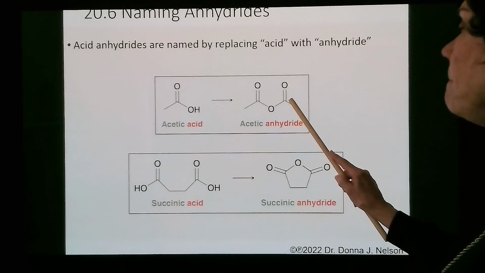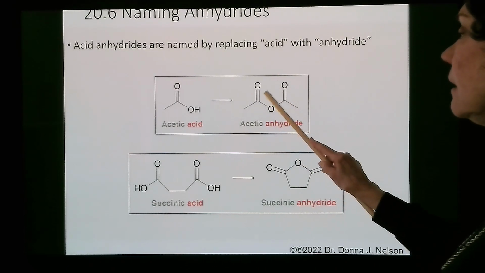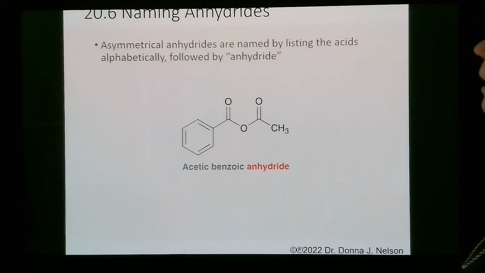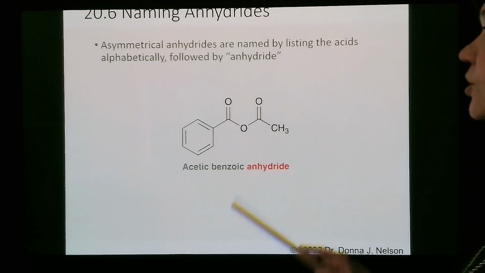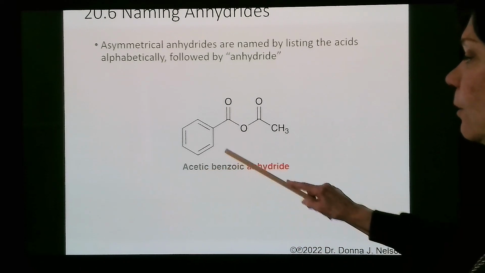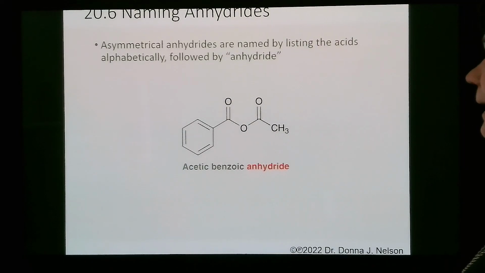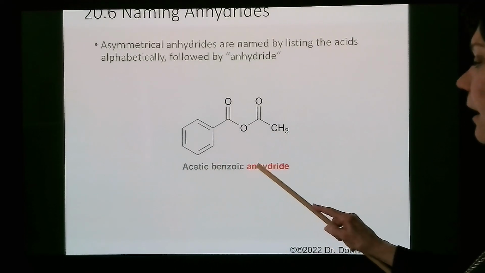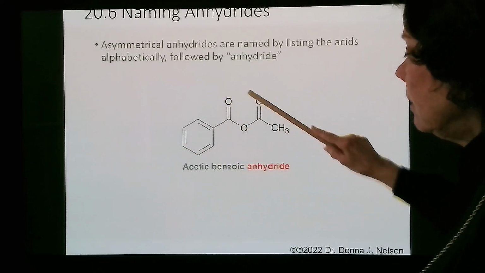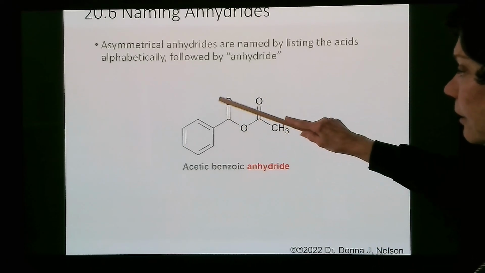You can also have mixed anhydrides where the two ends are not the same. So here, this is an asymmetrical anhydride, and it's named by listing the acids that would contribute to this molecule in alphabetical order, followed by the word anhydride. So acetic benzoic anhydride. So you can see the anhydride linkage here in the middle.